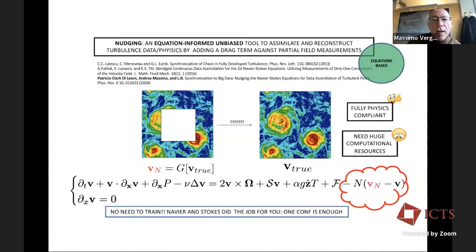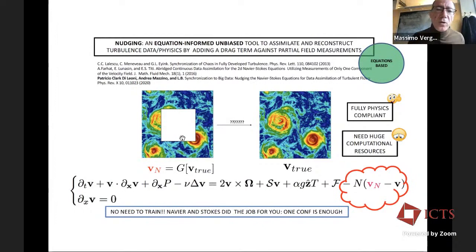So let me go quickly on the other issues that I want to discuss. Give you at least the idea of a completely different point of attack. Up to now we didn't know the equations, but we had a lot of data to train the machine or to decompose in a linear way. Now we suppose exactly the opposite. We have only one data, one configuration, one observation, and we want to still reconstruct.